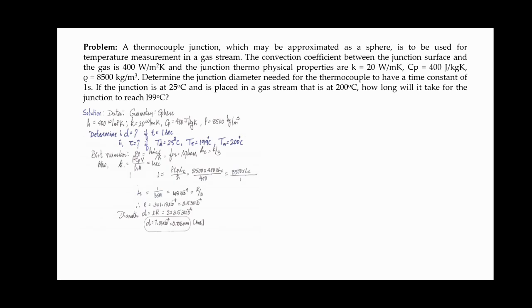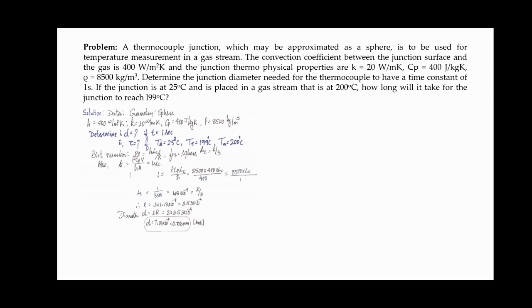First, list out the data. The geometry is a sphere. h is equal to 400 watt per meter square Kelvin. K equals 20 watt per meter Kelvin. Cp equals 400 joule per kg Kelvin, and rho equals 8500 kg per meter cube. Now we need to determine the diameter if the thermal time constant is 1 second, and the time required if the initial temperature is 25, T tau is 199, and Ta is 200 degrees Celsius.